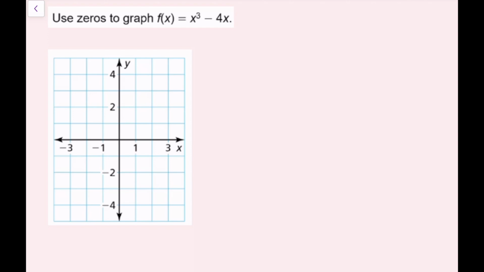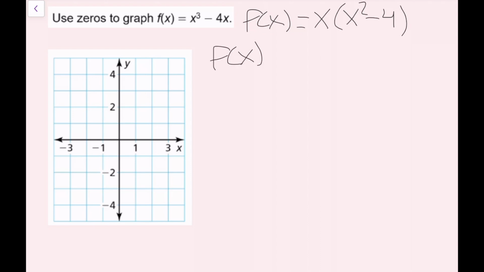So the first thing I want to do is I want to factor out what I can. So I can factor out an x out of both of these terms, which is going to be super helpful. So this is going to be f of x equals x times x squared minus 4. And then once again, I see a difference of perfect squares. So I can factor this again. I'll rewrite it over here. f of x equals x times x plus 2 times x minus 2.